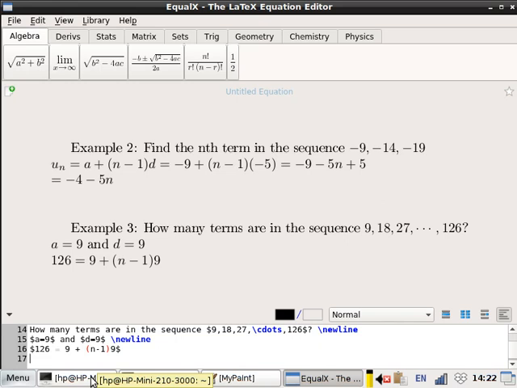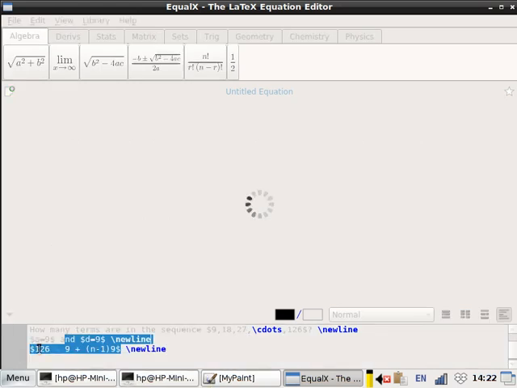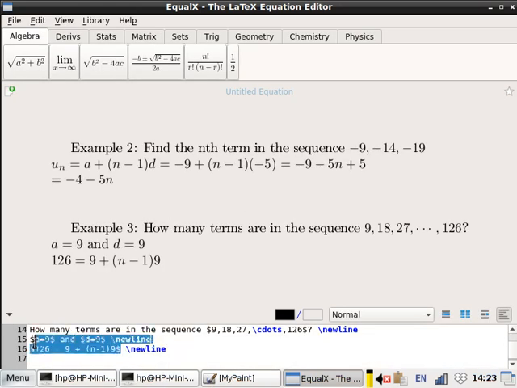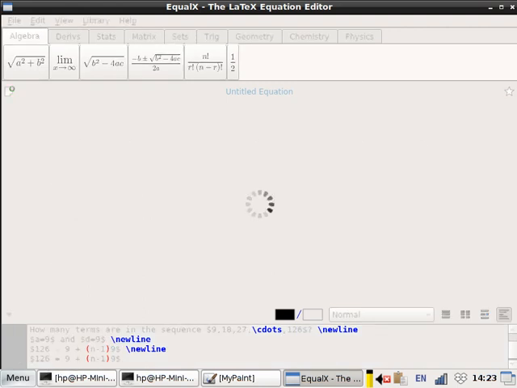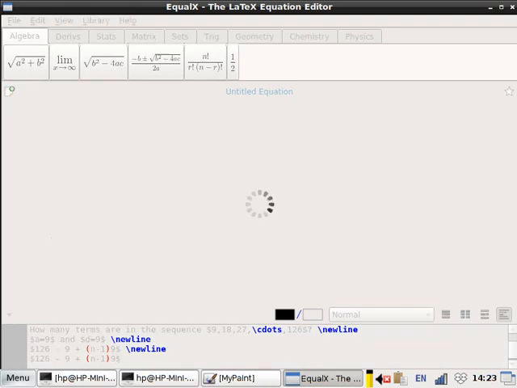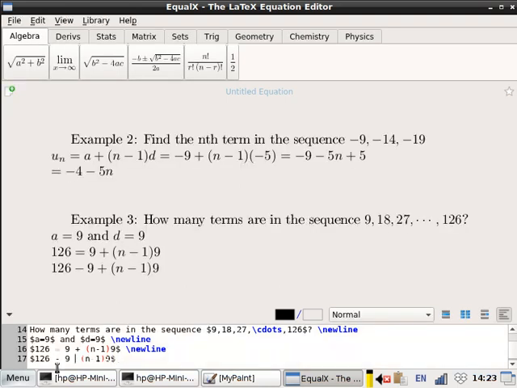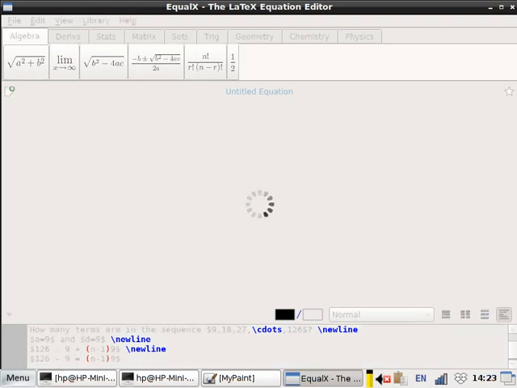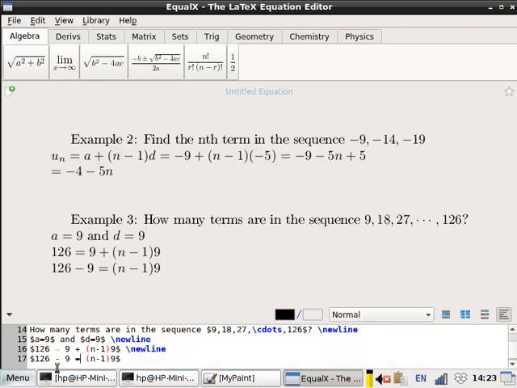Okay, so what should I do next? I think I could expand, couldn't I? I think I'll just take the 9 to the left first. Not that it matters too much. So 126 minus 9. What's that? 117. Yeah. And then after I subtract the 9, what should I do next?